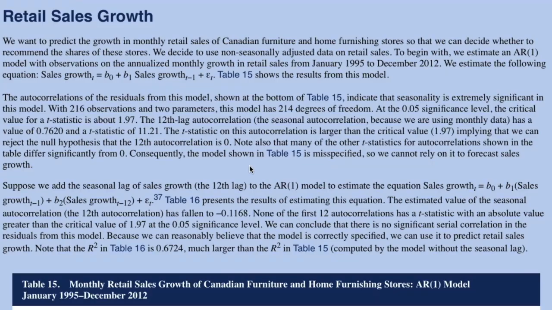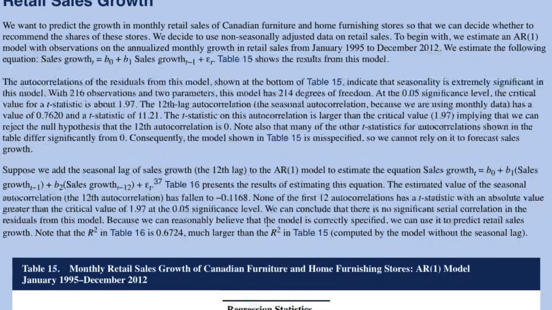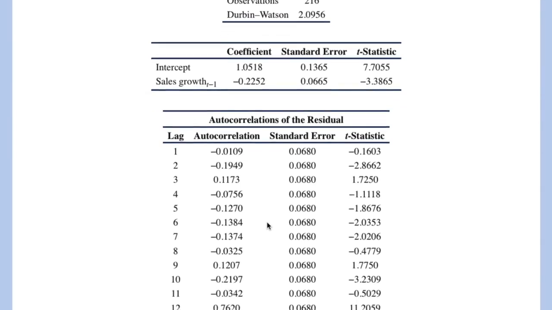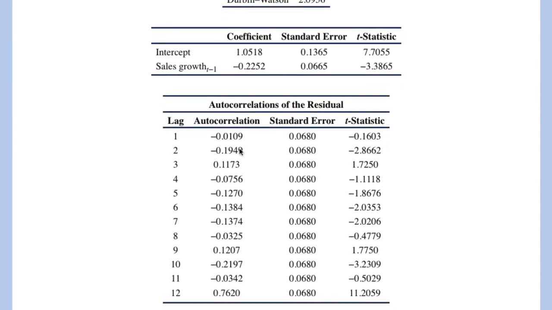All right, let's look at one that has 12 months of data. I'm not going to bother reading the narrative. Let's just go right to the output and have a look at what we'd be looking at. So let's go right to the autocorrelations of the residual. We have 12 lags. Here's our autocorrelation, standard errors, and our t-statistics. So we have one here in lag number 2 that looks significant. We have another one in number 6. Looks like there's one in number 7 that probably could be.